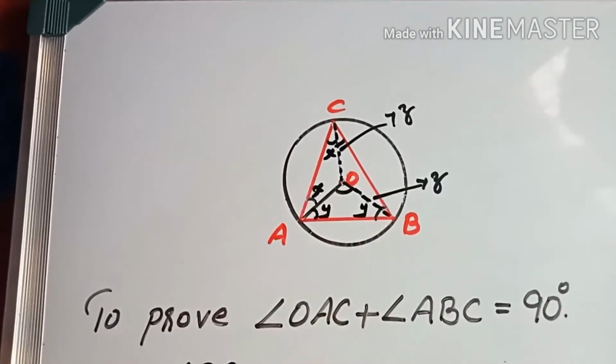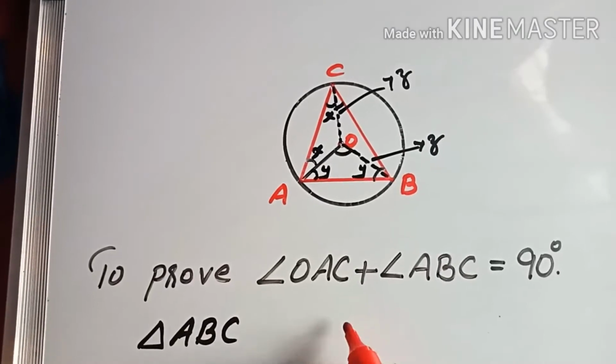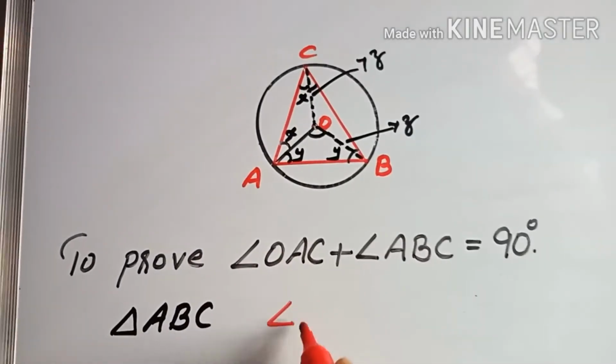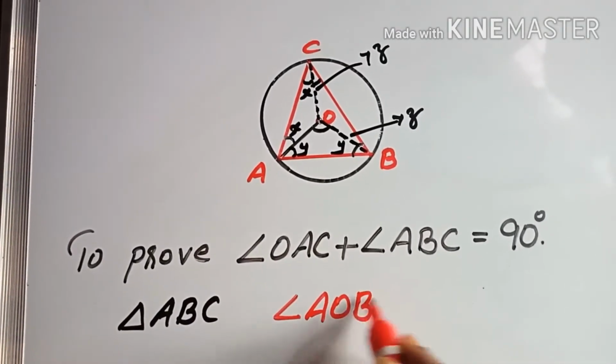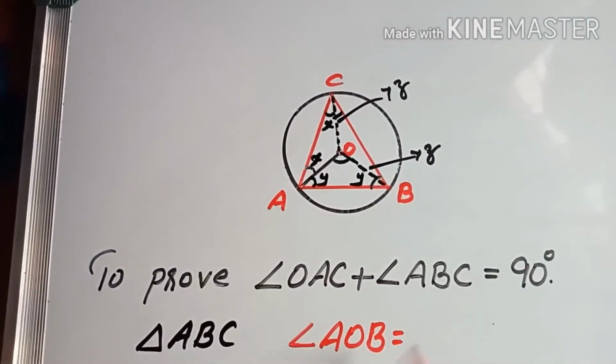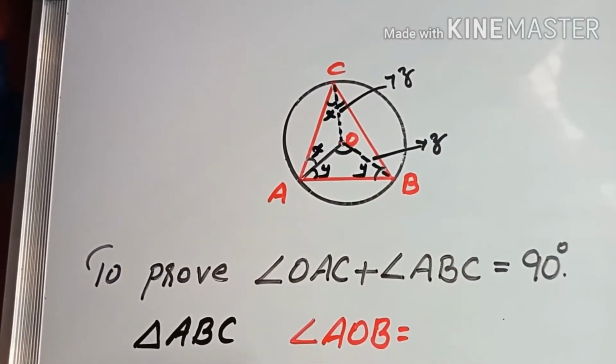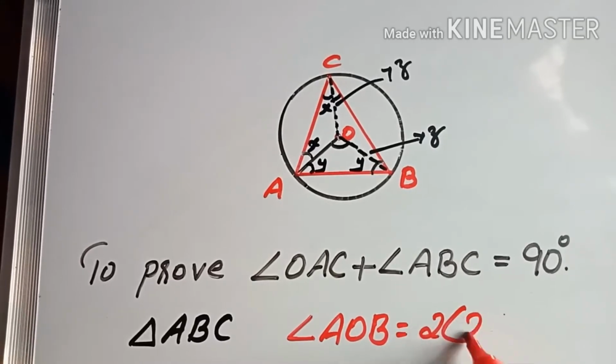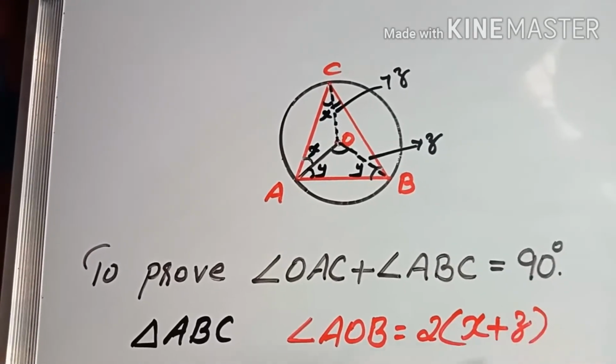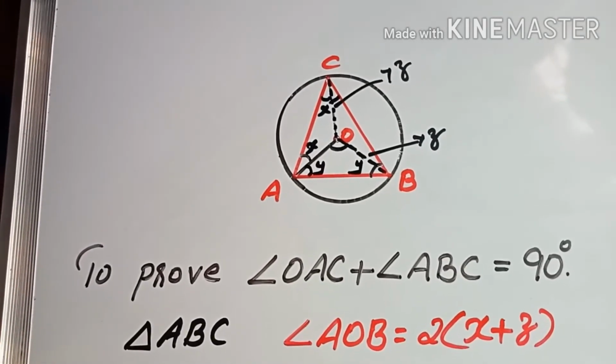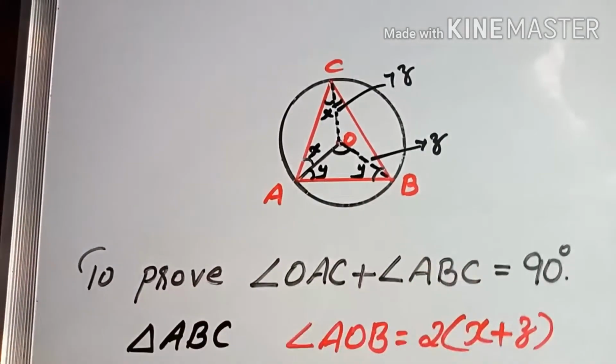So angle AOB will be what? Angle AOB equal to, it is x plus z. So its double will be the central angle. That is 2 into x plus z. 2 into x plus z is the central angle AOB.